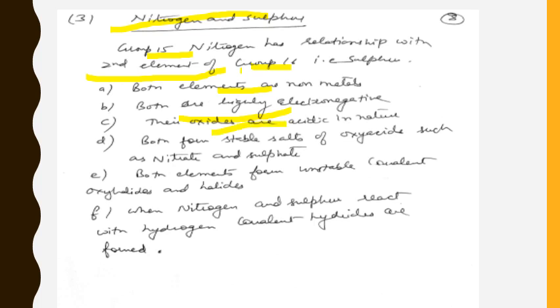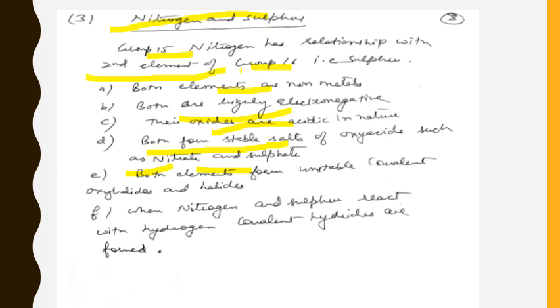Their acidic oxide nature is the same, as they are of acidic nature. The oxides both form stable compounds with the oxyacids. They form nitrates and sulfates. Oxyacids like sulfuric acid, nitric acid. So the oxides are acidic in nature.